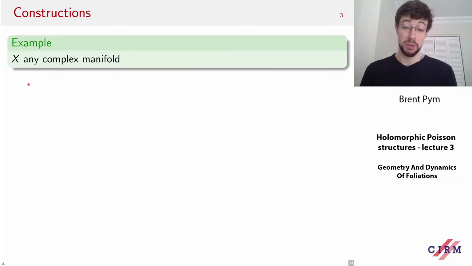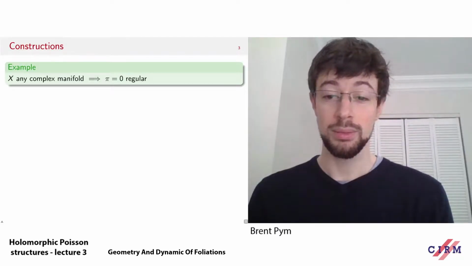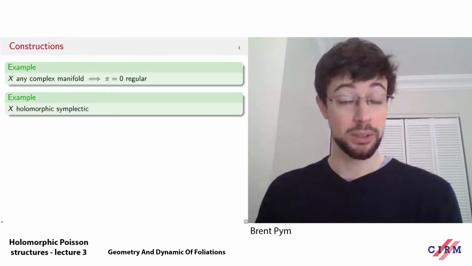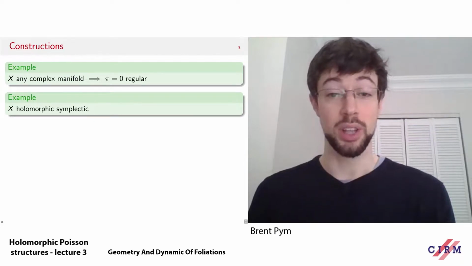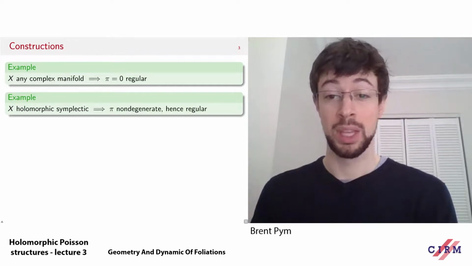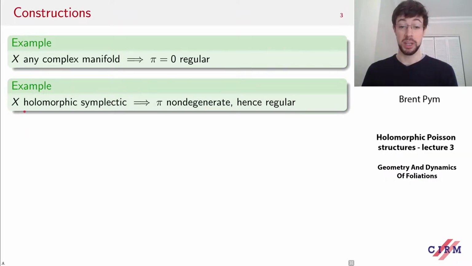So the most silly example is that we can take X to be any complex manifold, and then we can just give it the bivector which is equal to 0. Well, that clearly has rank 0 everywhere, so it's regular by definition, and the symplectic leaves are just the individual points of X. The foliation is not very interesting. At the opposite extreme, we could consider the case where the Poisson structure is non-degenerate everywhere. Remember, that means that we can invert it to get a holomorphic symplectic form. And then the leaves are simply the connected components of X. So that's, again, a regular Poisson manifold.